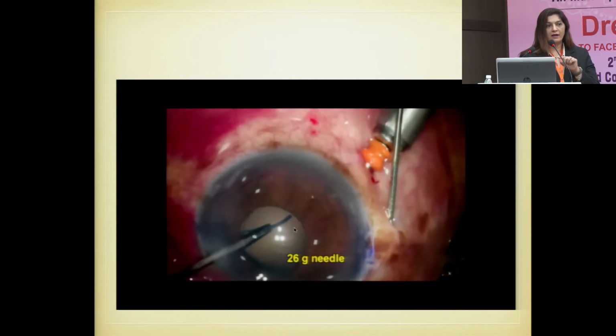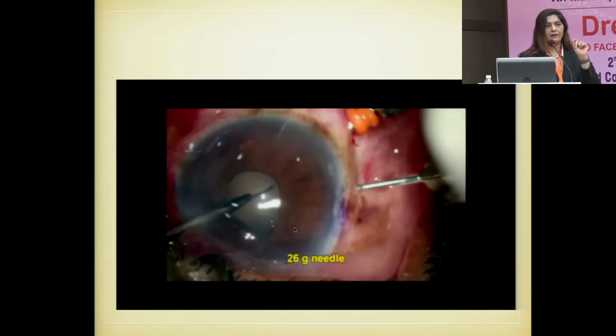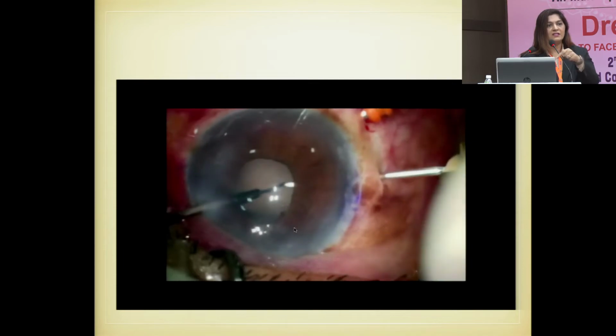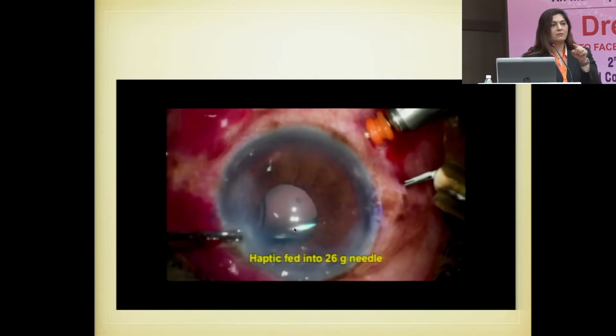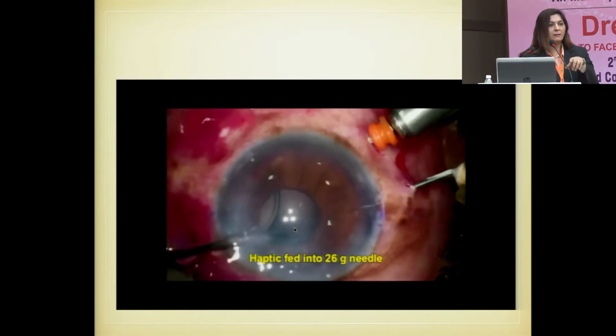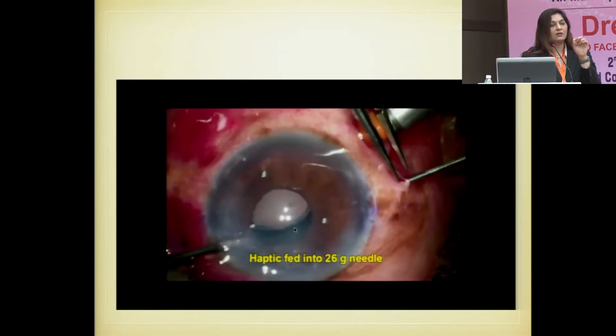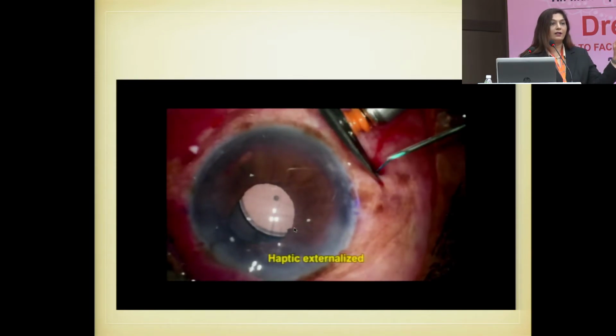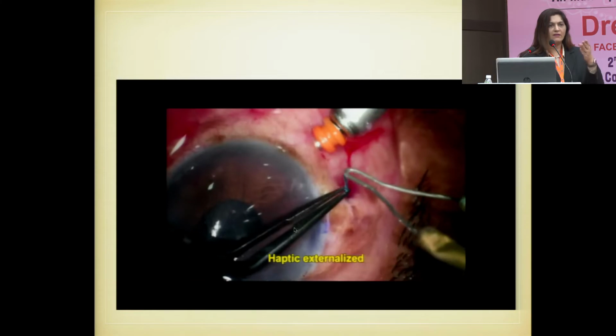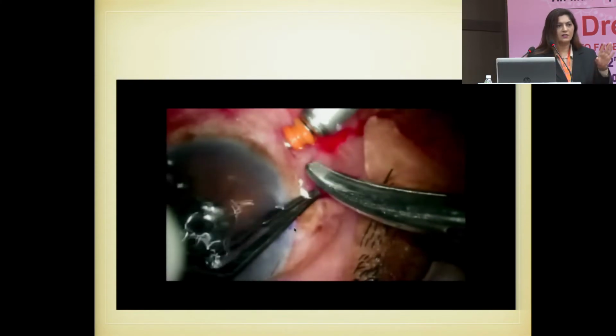So the kind of haptic bulge and flange that you create with these lenses is going to be different. You can go through a paper published by Dr. Oliver Findl. He has published the different types of flanges that are created with different types of intraocular lenses, depending on the material of the lens. I think it was published in JCRS. You can go through it.